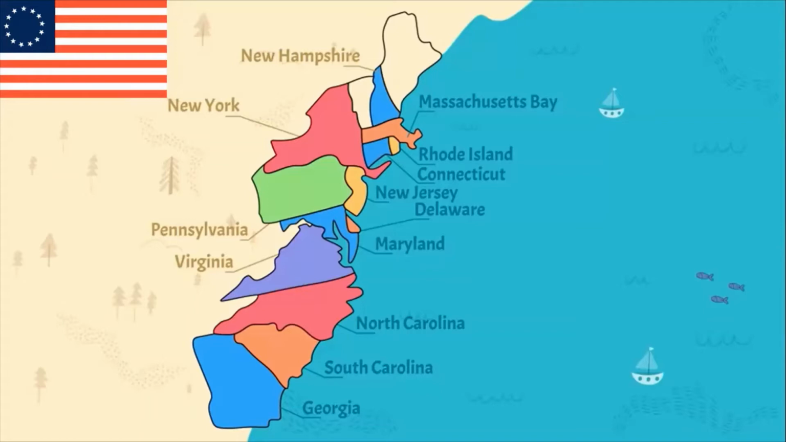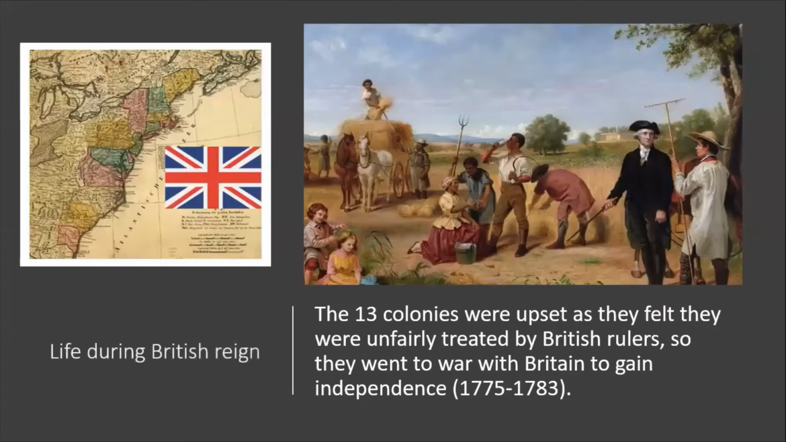The colonies were English territories established during the 1600s to the 1700s. Over time, other people from Sweden, Germany, Netherlands, and Switzerland came. How did the colonies become the United States of America?